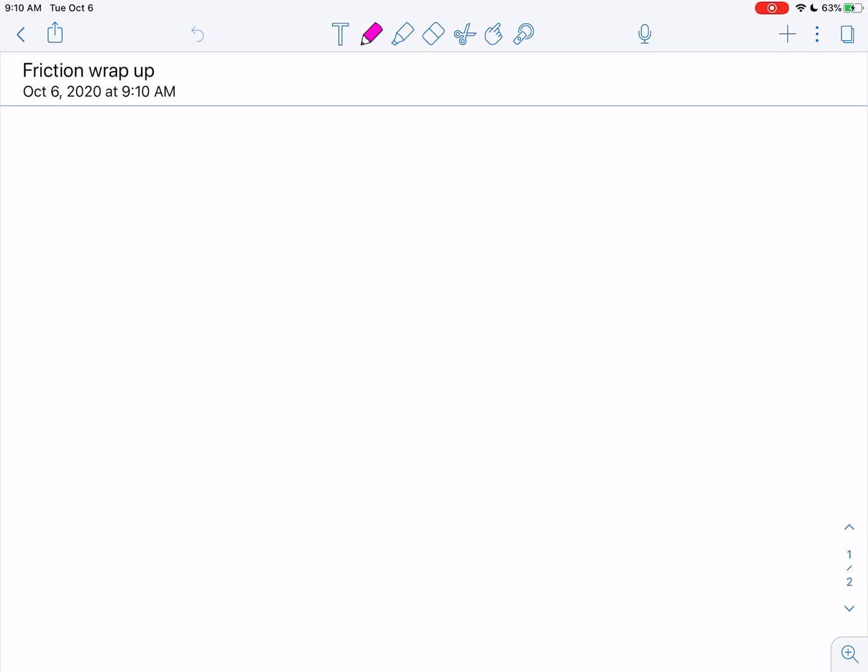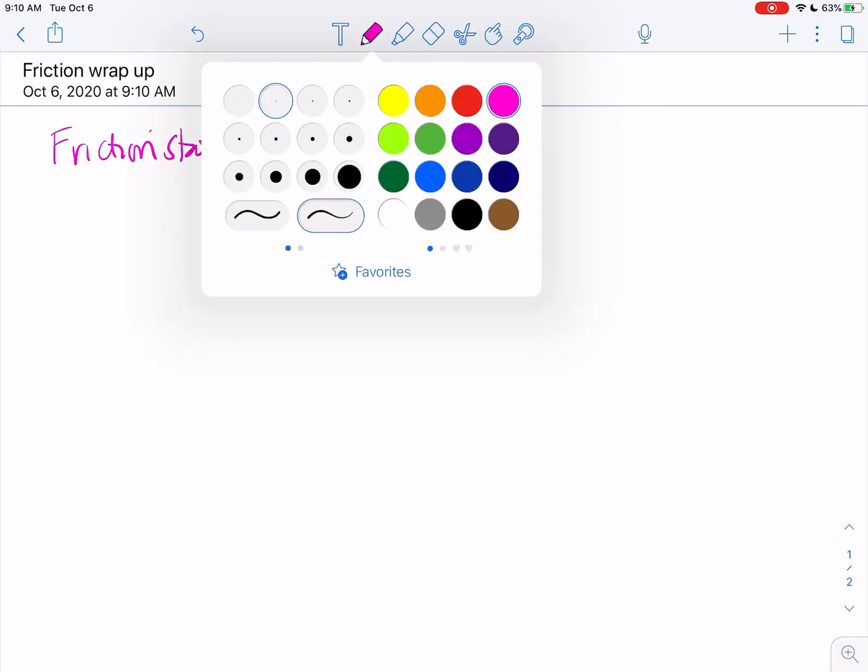Right, so here is a little wrap up about friction based on what we did in class. A couple things from the friction stations. I'm going to make this a little bit bigger.